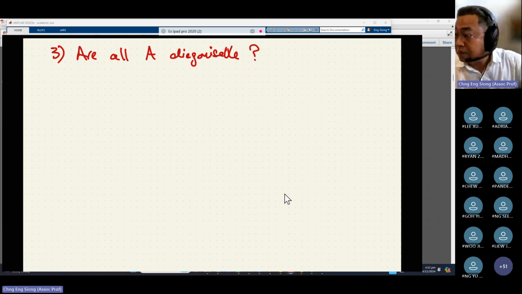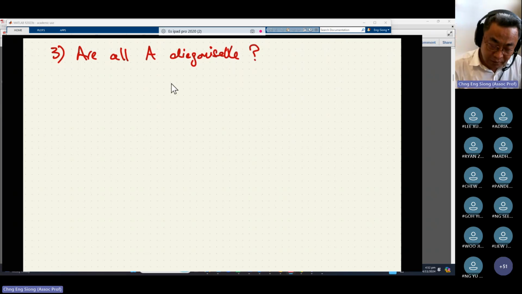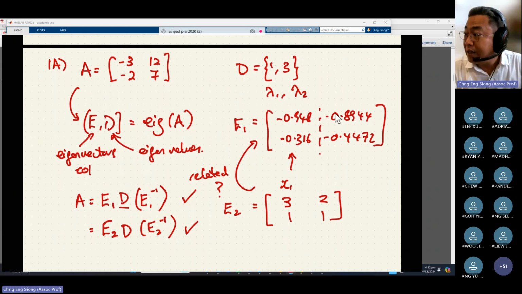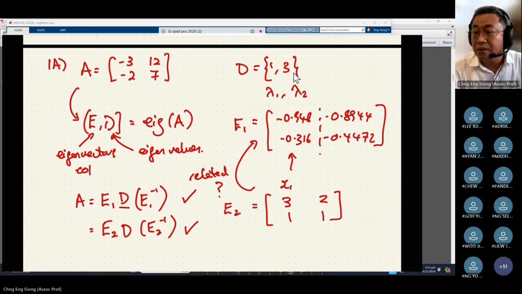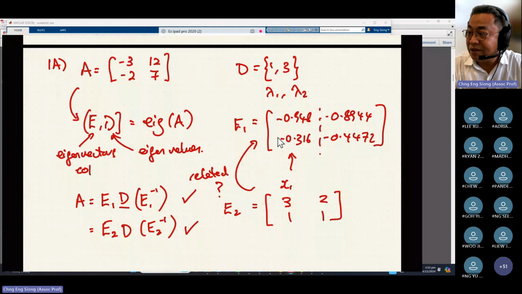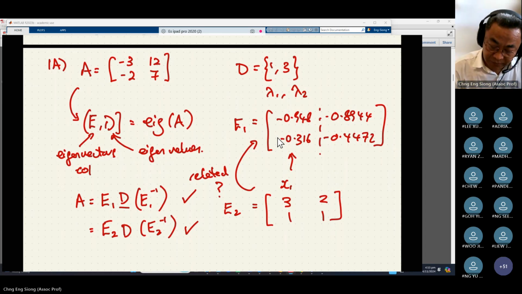What do I mean? Marvin asked me, what do I mean? The eigenvalues of A are 1 and 3. The eigenvectors, I can represent in E1 or E2. Do they look the same? They don't look the same. But actually, they are the same. They are pointing in the same direction. Marvin, is that okay? Okay, thanks.